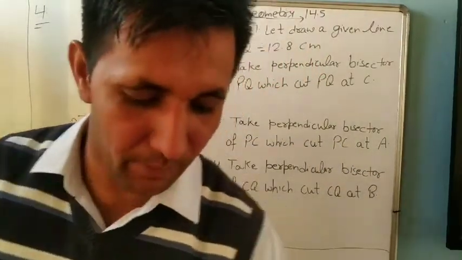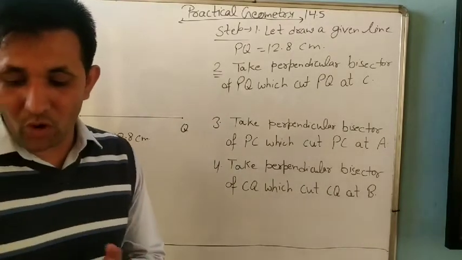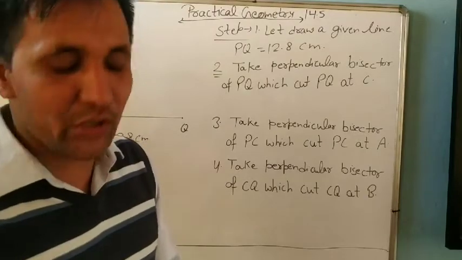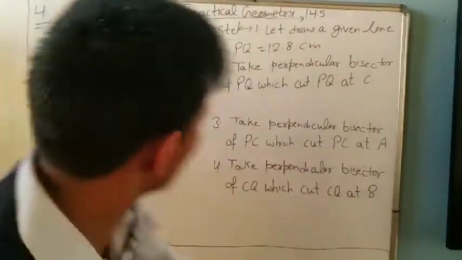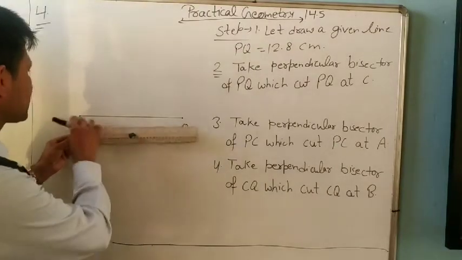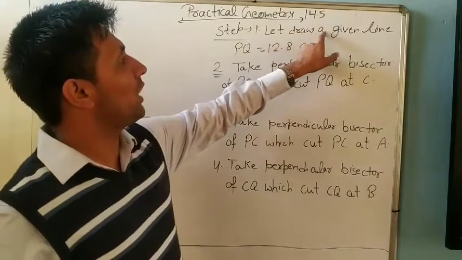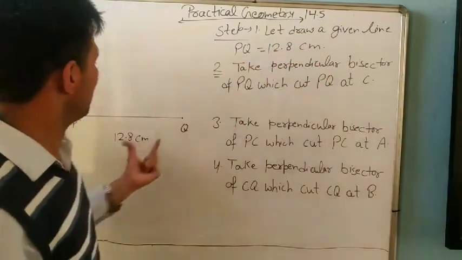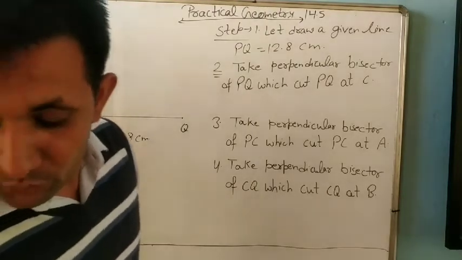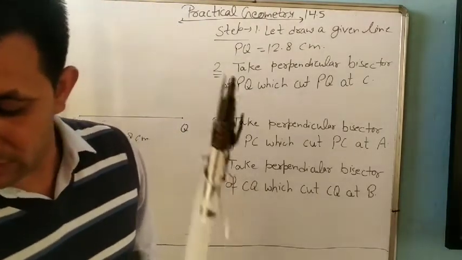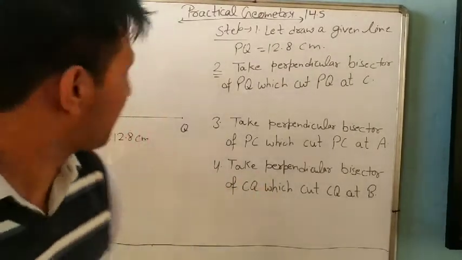Okay, so now question number 4. What is given? Draw a line segment of length 12.8 centimeter. So we draw a line segment using a scale, 12.8 centimeter. So the first step we will write: let us draw a given line PQ of 12.8 centimeter. Next, using a compass, divide it into 4 equal parts.